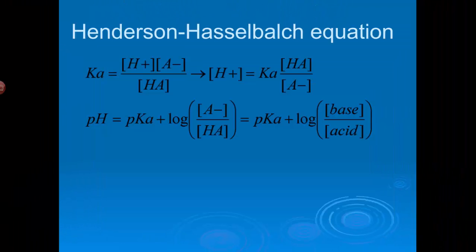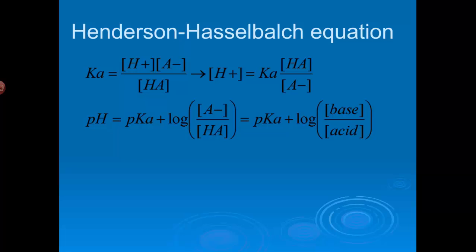We have a way of dealing with finding the pH of a buffer called the Henderson-Hasselbalch equation. This is just how you get it. We start with the Ka expression for a weak acid. We solve for H plus. We take the negative log of both sides, which is the little p, right? Negative log of H plus is called pH. Negative log of Ka is called pKa. And then the negative log of HA over A minus, which we flip over to make the positive log of A minus over HA.